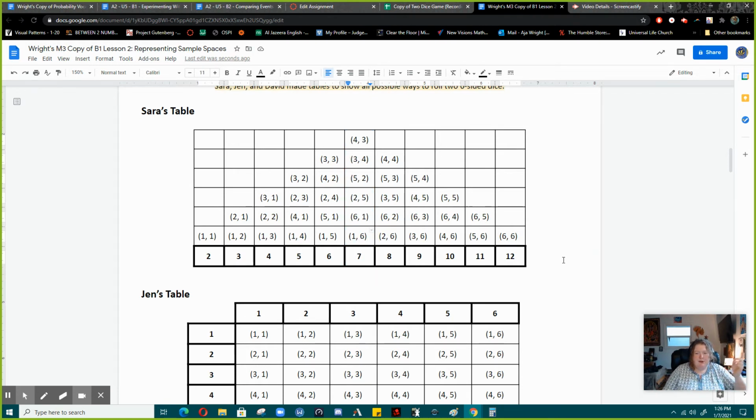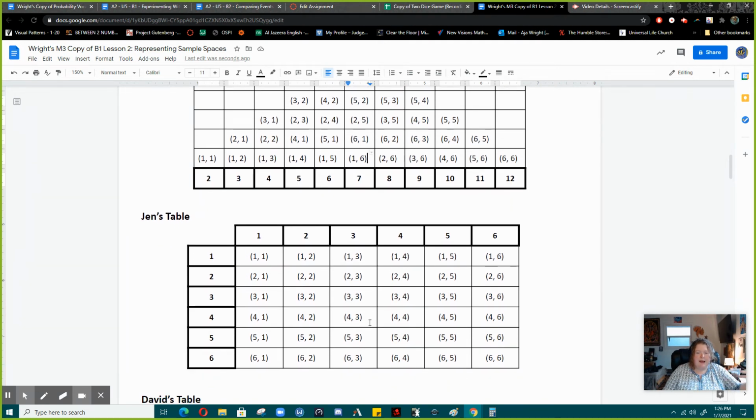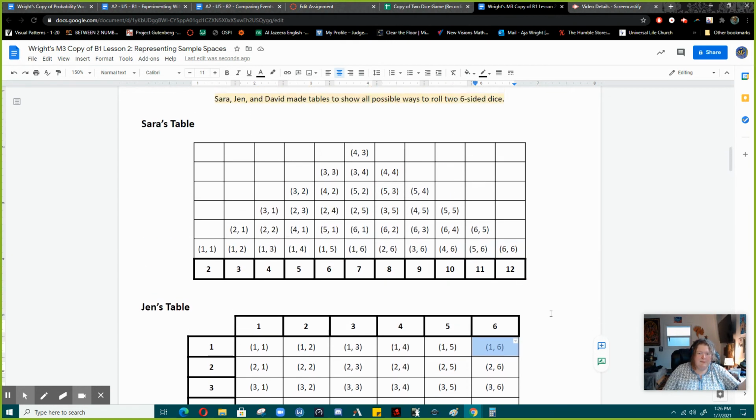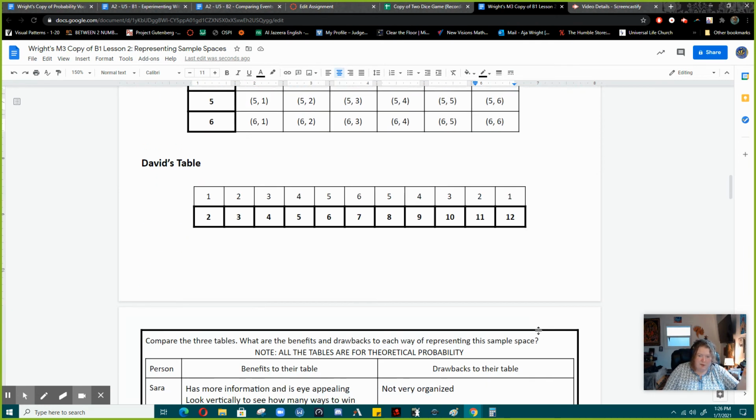For Jen's, you need to know the fact that you're going to find the sums on the diagonals. And so if you know, oh, I just got to look along this diagonal to get those, right? You'll get all those ways that way. So you have to have a little bit more knowledge to use Jen's table, but it's still really easy to use. Sarah's table, you can just do without even really knowing that much.